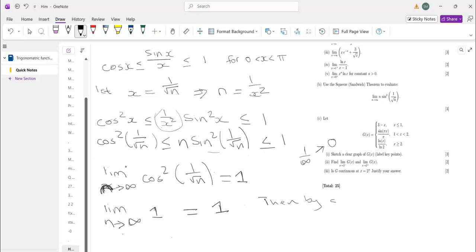Then by Squeeze theorem, the limit as n approaches infinity of n sine squared of 1 over the square root of n is also equal to 1. So we managed to solve this problem.